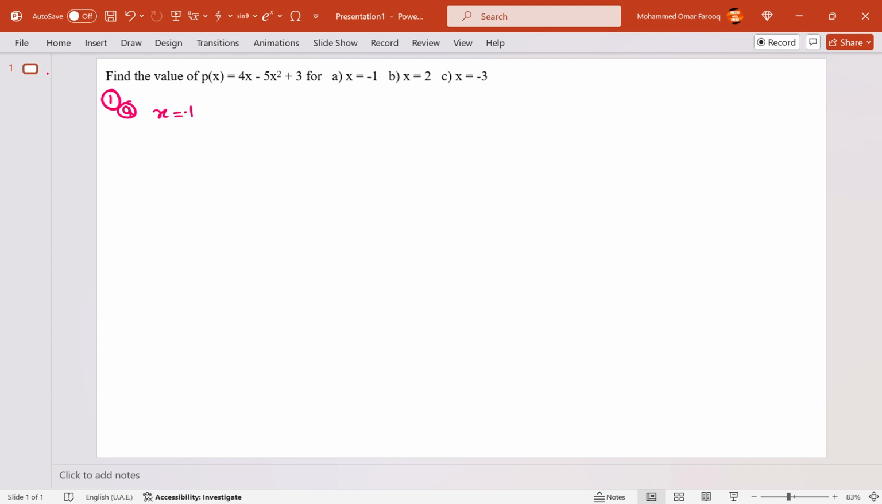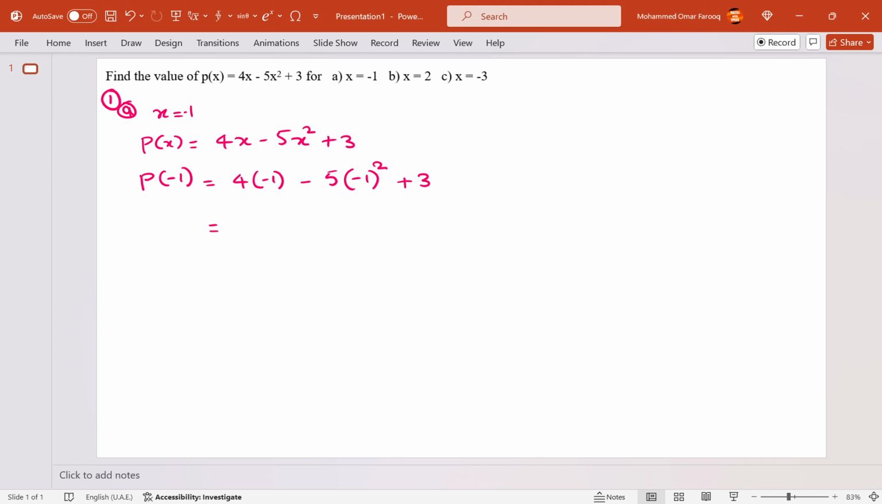Okay, right. Whatever polynomial is given, you write it first. 4x minus 5x square plus 3. And in place of x, you have to keep minus 1. So 4 times minus 1 minus 5 times minus 1 whole square plus 3. See, whenever you have negative, please keep them in brackets.